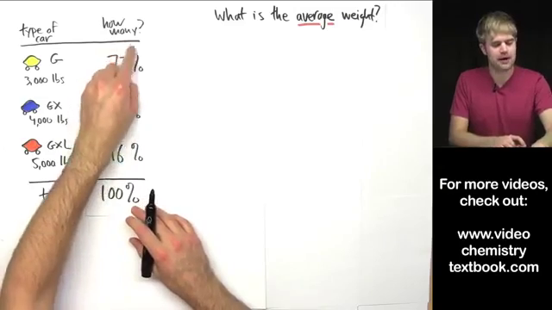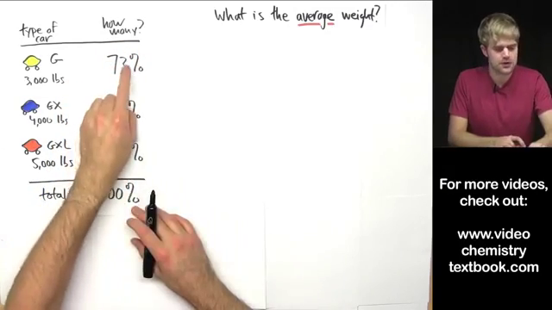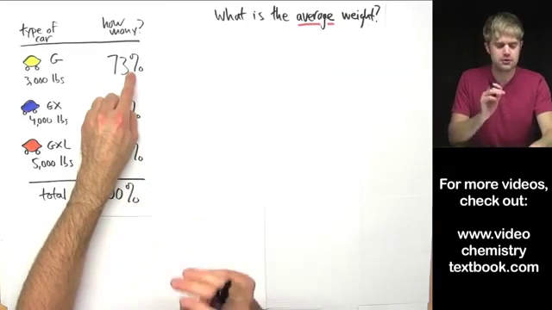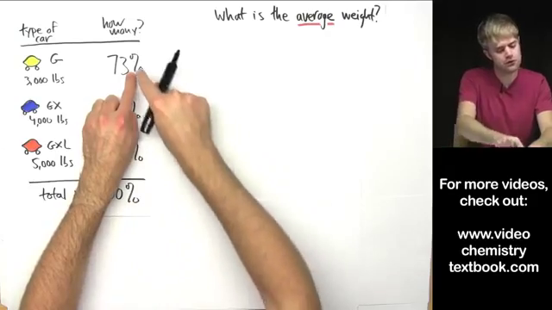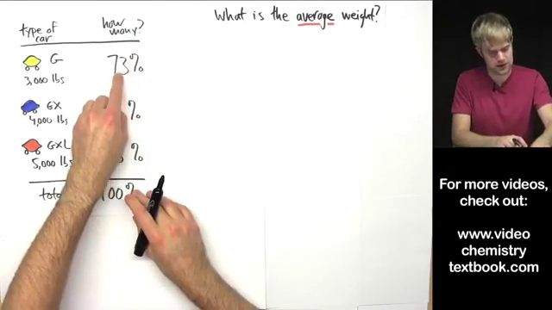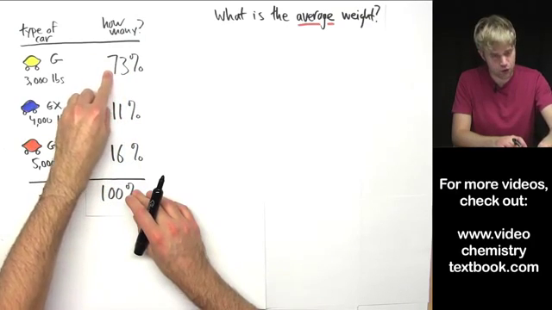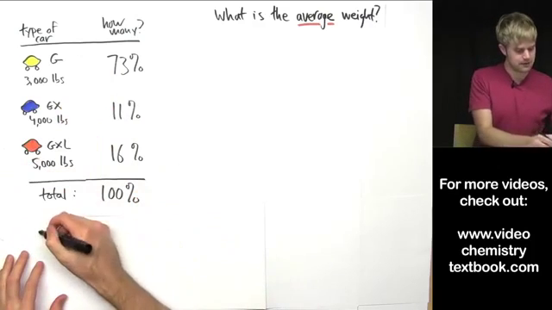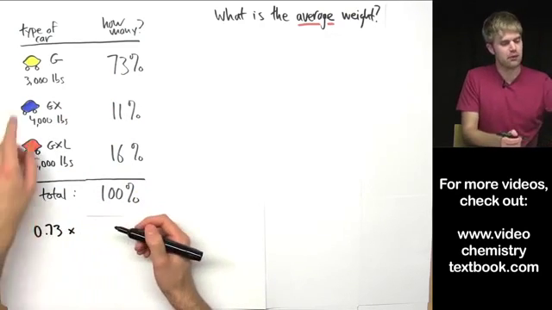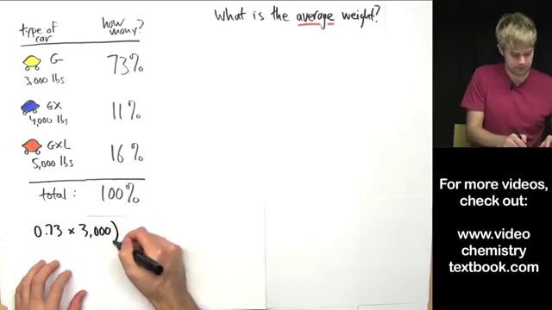going to multiply it by 73% expressed as a decimal. So the decimal place in 73% would be here. To turn this percentage into a decimal, I have to move the decimal place 2 spots to the left. So I'm going to move it to here, okay? And the decimal place is going to end up right here. So I'm going to do 0.73 and then multiply that times the weight, 3,000 pounds.